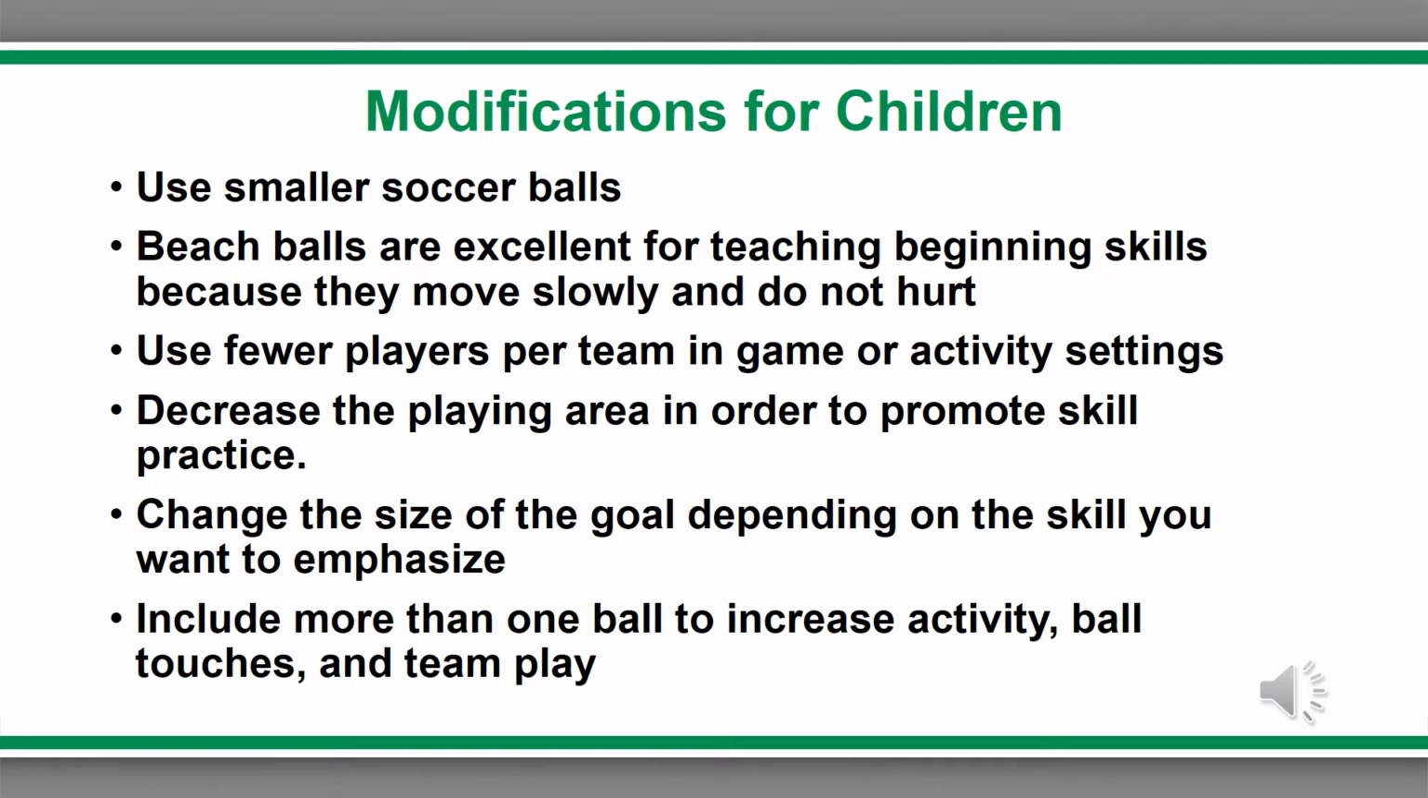You can have fewer players per team in a game or the activity that you're playing. You can make the playing area a smaller size to help them practice and make contact with the ball. You can change the size of the goal. Instead of having the regulation width of where your cones are placed, you can shrink the size down, depending on the skill that you want to emphasize, like shooting. And you can include more than one ball to increase activity. We have some lead-up games like mini ball soccer, where there's a bunch of balls, and that encourages team play and more students participating.